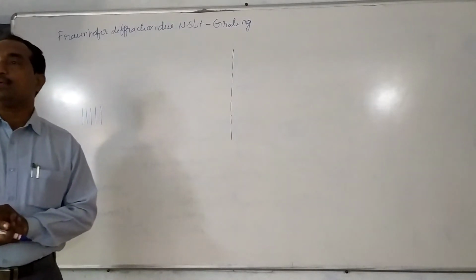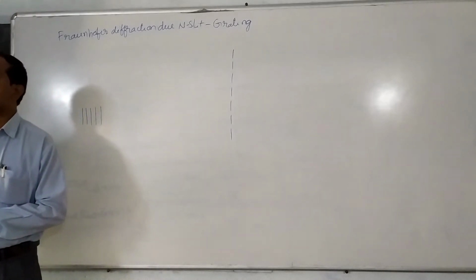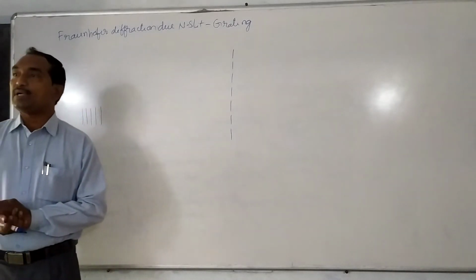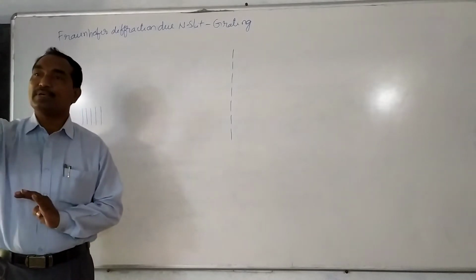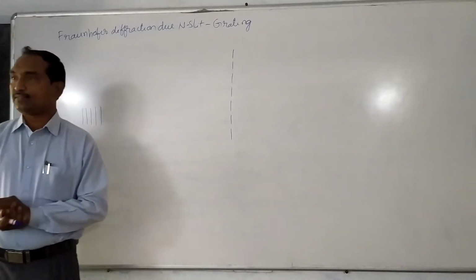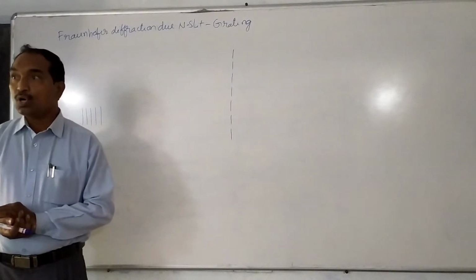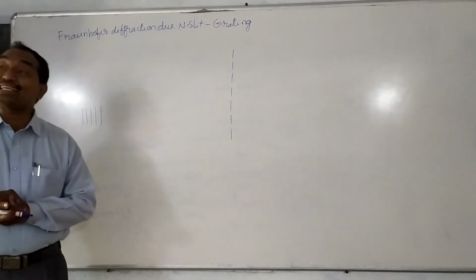Of course, some areas use a reflection grating. What is a reflection grating? On mirrors, maybe plane mirror or maybe concave mirror, they draw lines by using the diamond point. So that also acts as a diffraction grating. Now we will discuss the plane transmission grating.